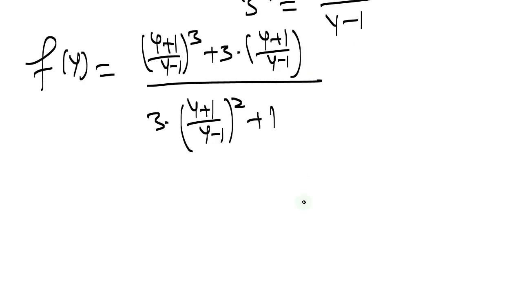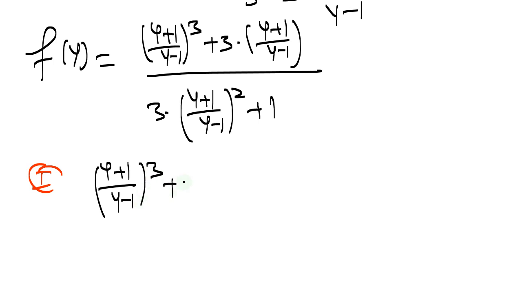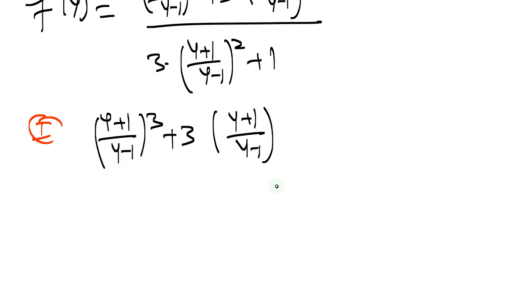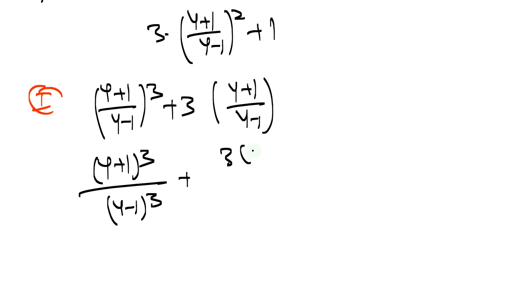So now I'm gonna solve the numerator here. So let's say the numerator is this, right? And then we're gonna solve this. This is y plus 1 over y minus 1 to the power of 3 plus 3 times y plus 1 over y minus 1. Okay guys, so I'm just basically going to simplify this, and well, I can write this as y plus 1 to the power of 3 over y minus 1 to the power of 3 plus 3 times y plus 1 over y minus 1.